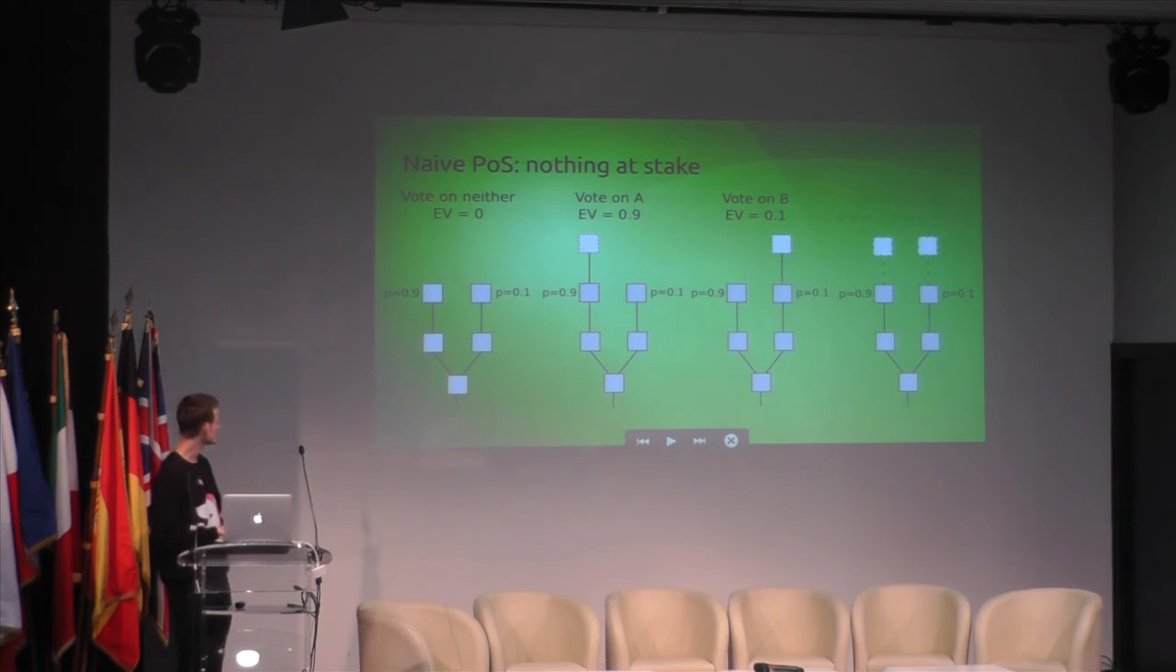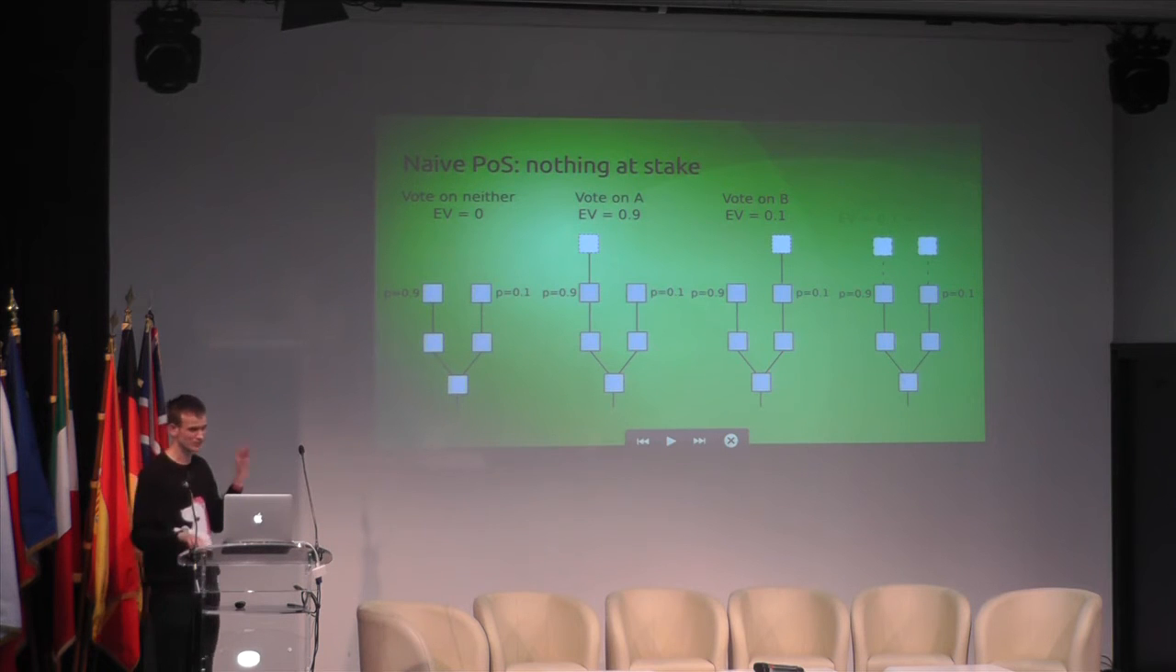In naive proof of stake, there are these nothing-at-stake flaws. The challenge here is that in a naive proof of stake algorithm, where you just make blocks, all you have is rewards, you don't have penalties.